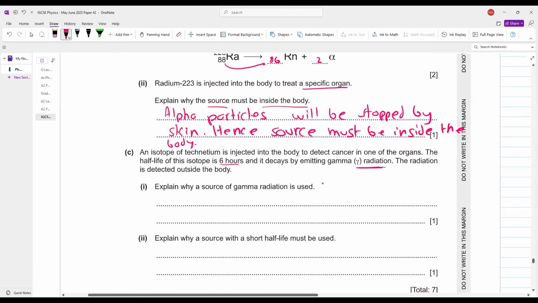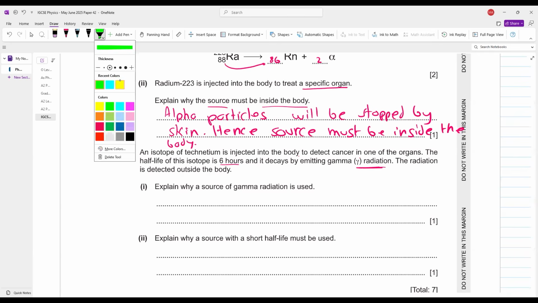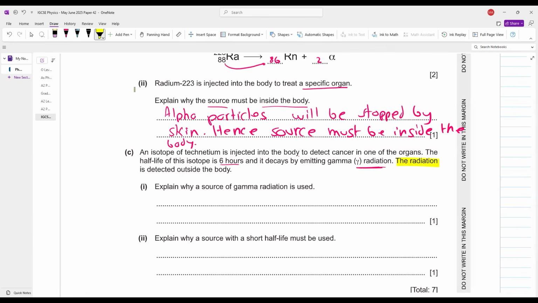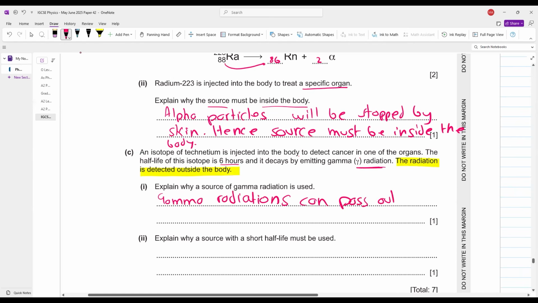अब एग्जामिनर कह रहा है कि हमने गामा रेडिएशन ही क्यों यूज की है? द आंसर इज लिटरली इन द नेक्स्ट लाइन. द रेडिएशंस आर डिटेक्टेड आउटसाइड द बॉडी. Gamma radiations can travel outside the body, they can pass outside the body, hence they are used. Gamma radiations can pass outside the body, that's why they are used.